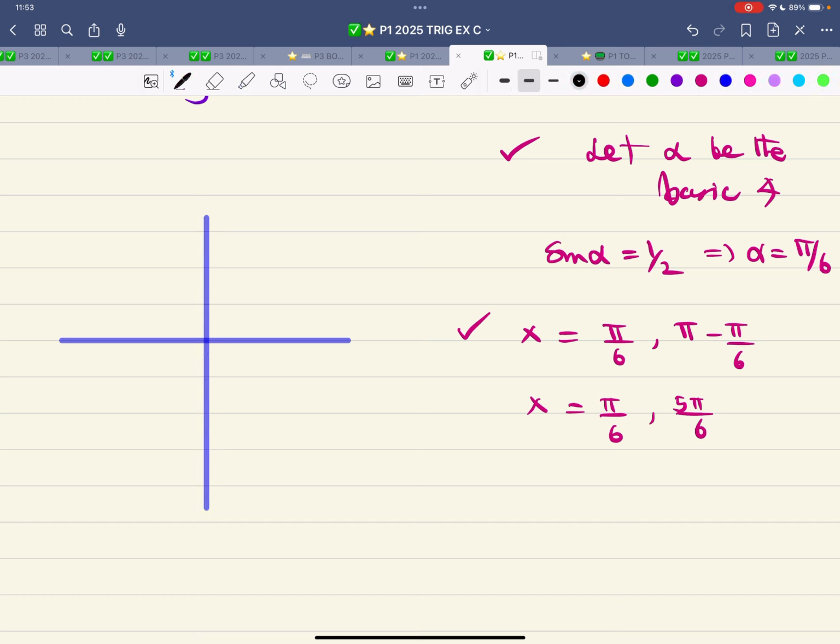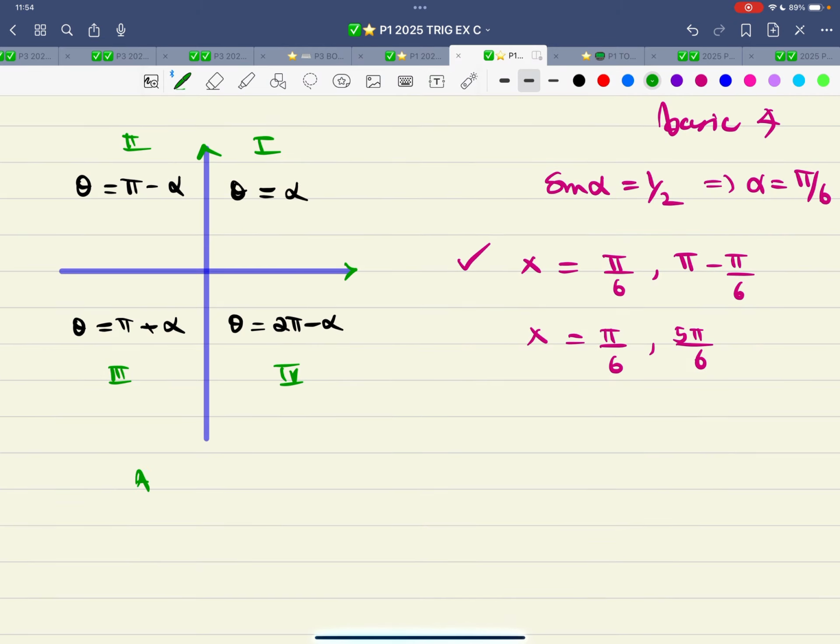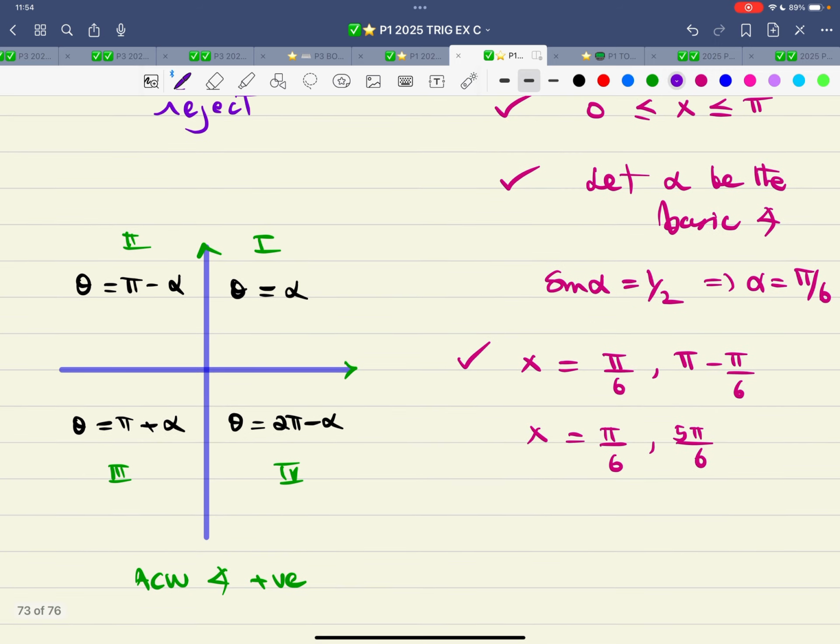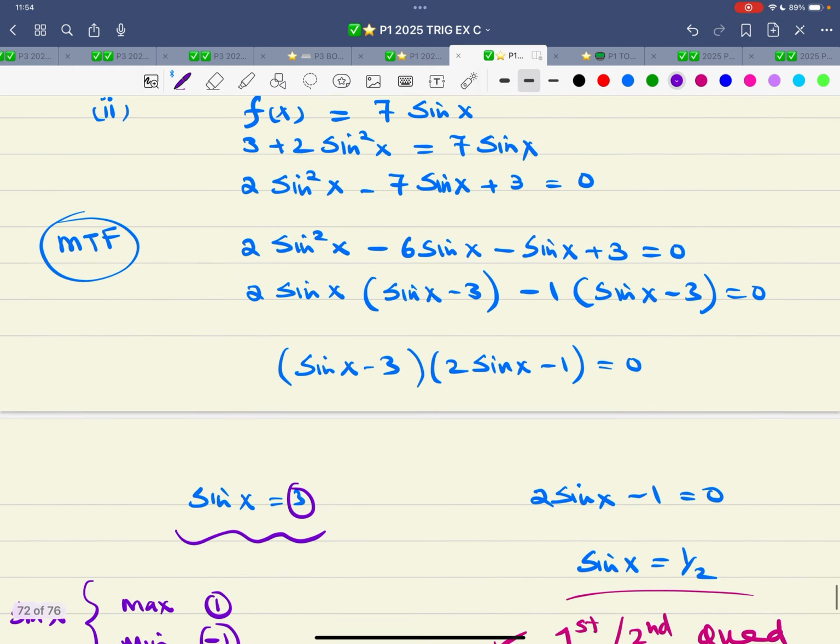Don't worry about that. Theta is alpha. Theta is pi minus alpha. Theta is pi plus alpha. Theta is 2 pi minus alpha. This is the first quadrant, that is the second, that is the third, that is the fourth. It's measured anti-clockwise from the x-axis. So anti-clockwise angles are positive. We know that clockwise angles are negative. And then also you should remember A, S, T and C. So these are the answers for this particular part.